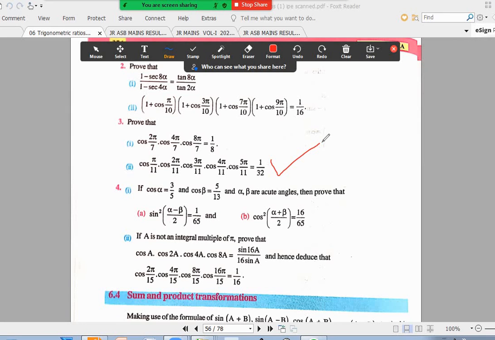Even the last question of this exercise gives you an idea about it. Last question, can you see on the screen? Cos A into cos 2A into cos 4A into cos 8A is equal to sin 16A by 16 sin A. You have to prove that from the beginning, not just state the formula. Everybody knows how to prove this, right? Yes, sir, we know. And then you put A as 2 pi by 15.